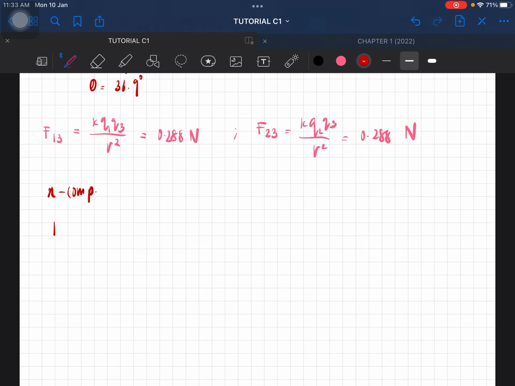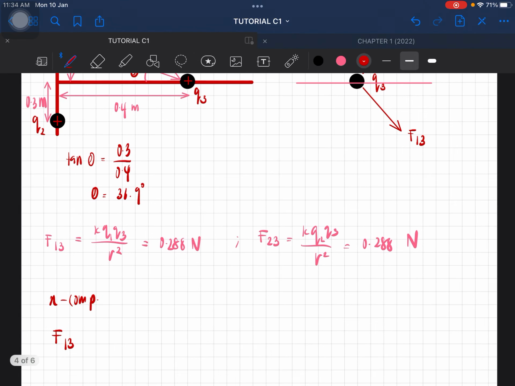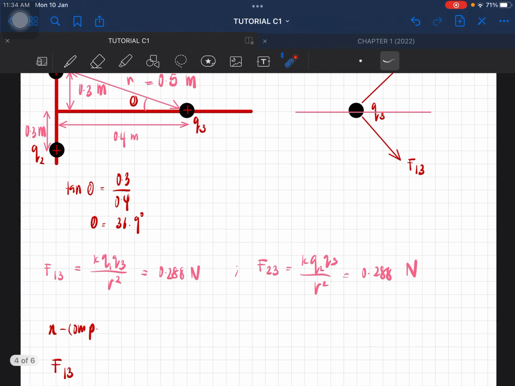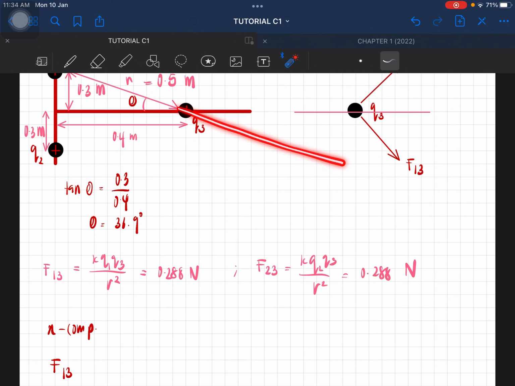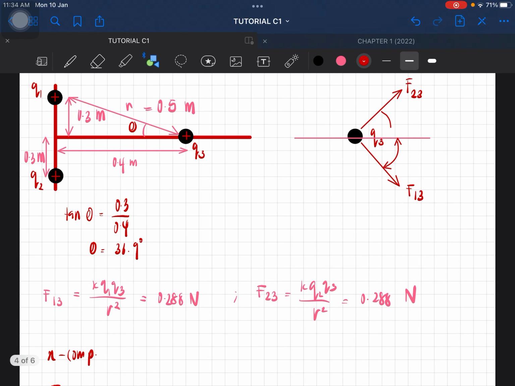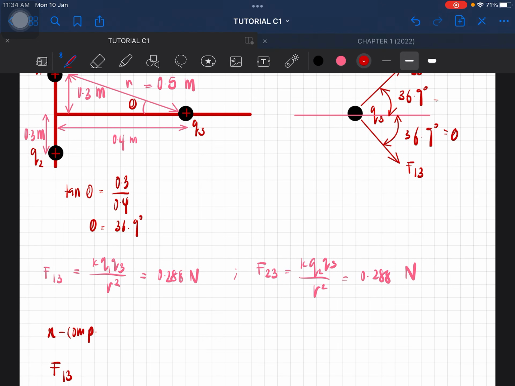Okay, so for the x component, we have F13. So let's look at F13. We have to resolve it into here. So we've calculated the angle just now. It should be 36.9 here as well. Theta is here, so this is equal. Okay, don't get confused. Let me just label it. Same thing goes to this part, because we've calculated this earlier. I'm just gonna label this as theta as well.